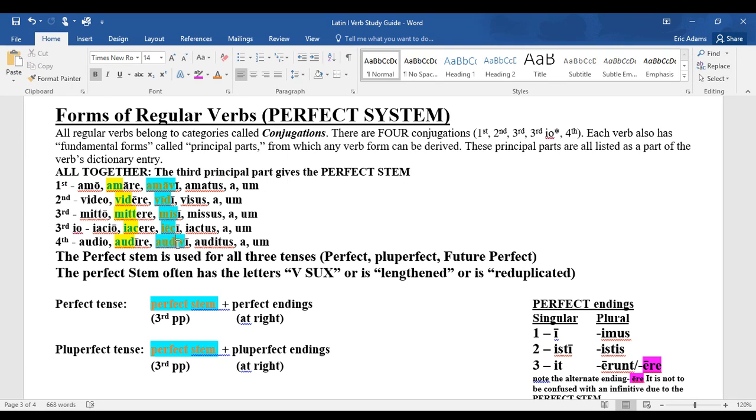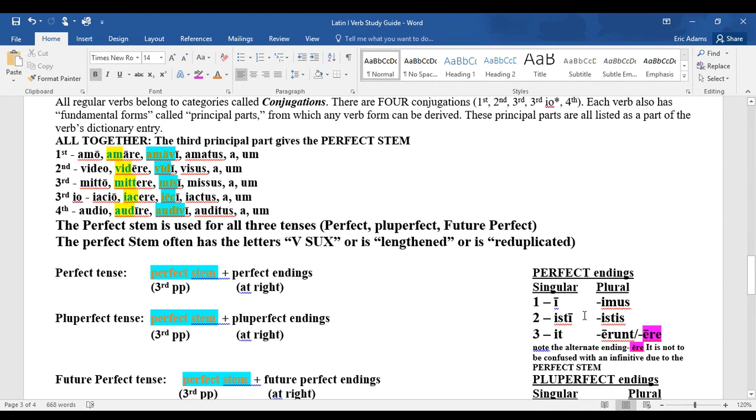They are done. Now, you can recognize the perfect stem by the letters V or X, or it can be lengthened, as you can see with the verb video, videre, vidi right here, or it can be reduplicated. Secondly, over here on the right, you can see perfect endings: i, isti, it, imus, istis, erunt. In the study guide, I've pointed out that there is an alternate ending, ere, for the erunt.